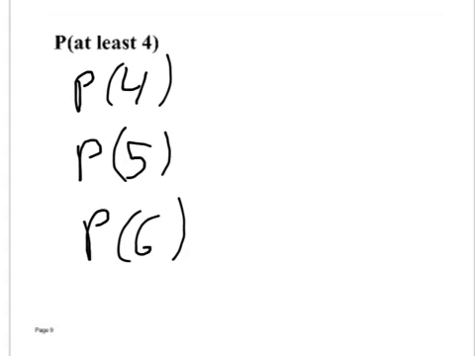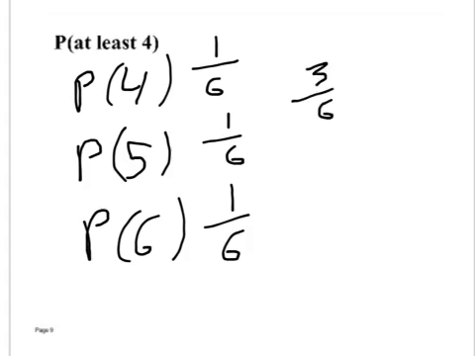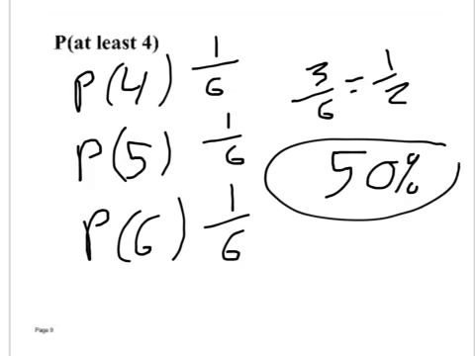Right? Okay, the probability of a 4 would be 1 out of 6. The probability of a 5 would be 1 out of 6. The probability of rolling a 6 would be 1 out of 6. Now we add those. 1 plus 1 plus 1 is 3, so 3 out of 6, which is the same thing as a half. So we have a 50% chance of rolling at least a 4.